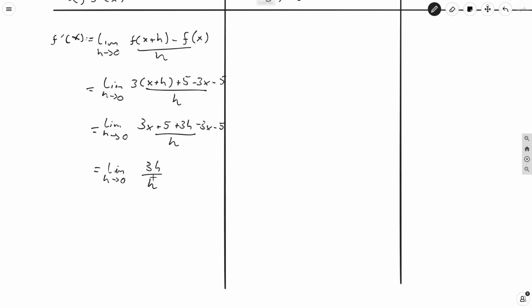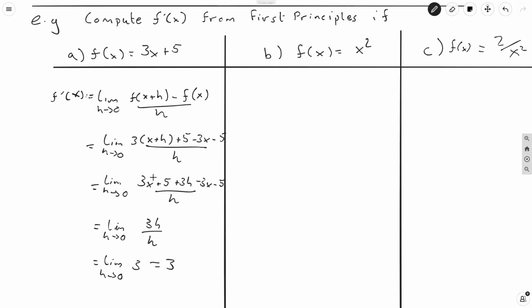The utility of limits here is that because we're only considering the limit as h approaches 0, h isn't actually equal to 0. Therefore it's perfectly valid to divide top and bottom by h, or just cancel them off. And we get that this is equal to the limit as h goes to 0 of 3, which is now a continuous function in h. So this is just equal to 3. Indeed, the derivative of f of x equal to 3x plus 5 is 3, as we expected.